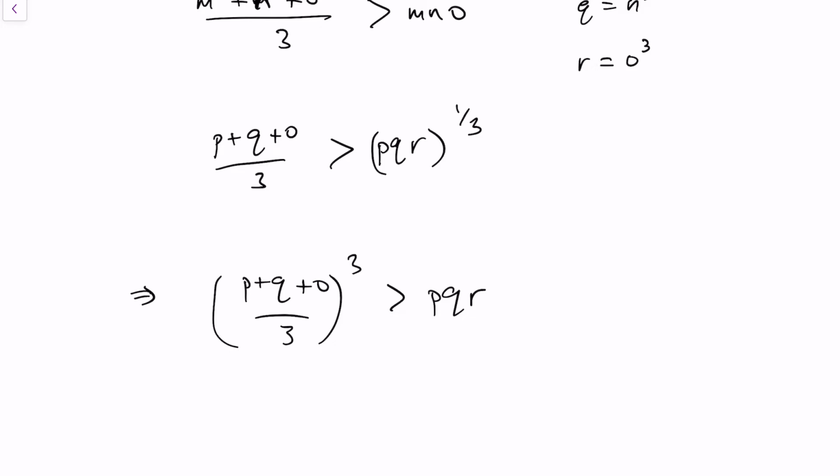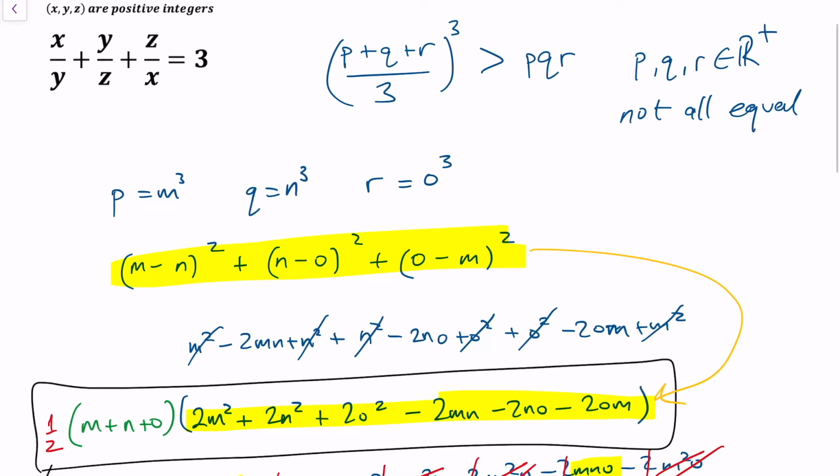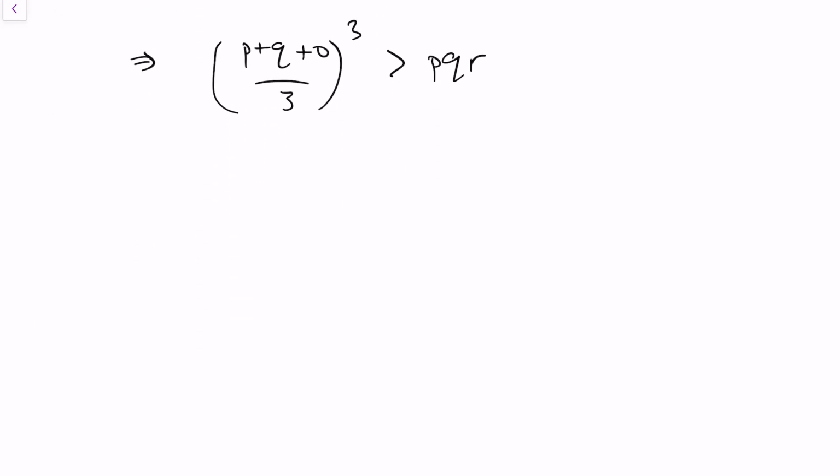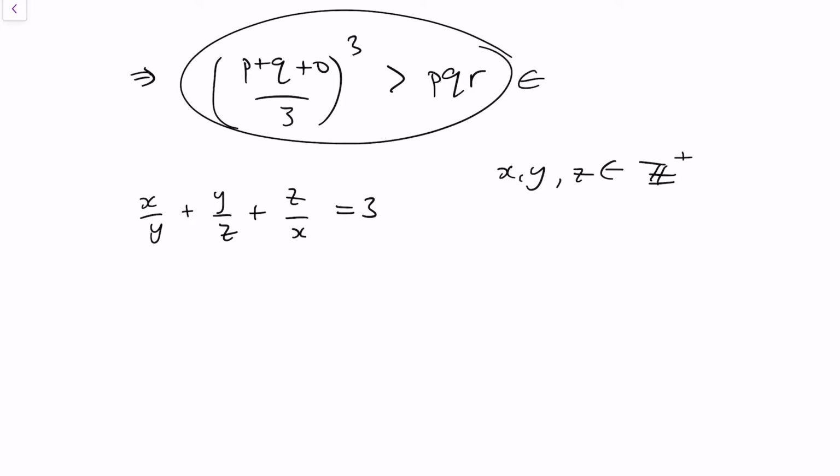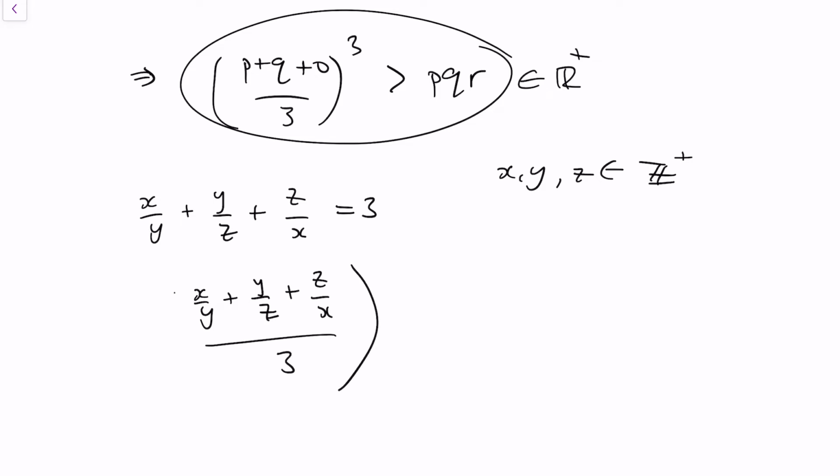Okay, now going back to the question, this was the initial question that we wanted to solve. Let's rewrite it. The question was x over y plus y over z plus z over x is equal to 3, where x, y, z are positive integers. Since the inequality applies to positive real numbers, and positive integers are elements of positive real numbers, we can apply this inequality. So we have ((x over y plus y over z plus z over x) divided by 3) cubed must be greater than x over y times y over z times z over x.